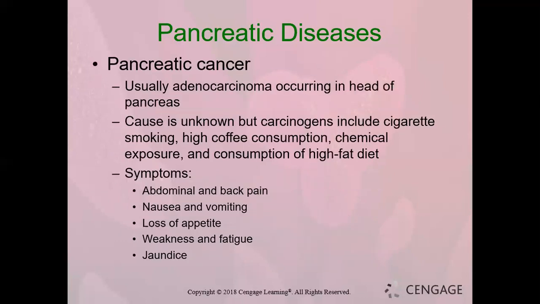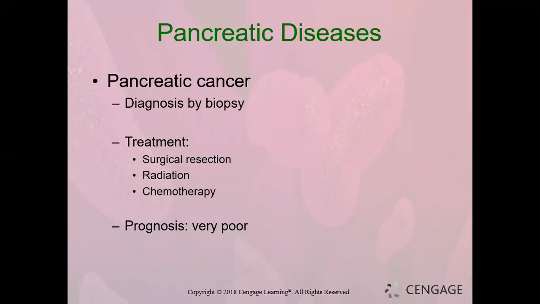Pancreatic cancer, probably one of the most lethal cancers in my opinion. It's usually an adenocarcinoma that occurs in the head of the pancreas. The cause is unknown, but carcinogens include cigarette smoking, high coffee consumption, chemical exposure, and consumption of a high-fat diet. They're going to have loss of appetite, nausea and vomiting, abdominal pain, weakness and fatigue, and jaundice, that yellowing of the eyes and the skin. I actually had a gentleman that I went to high school with that has already passed away from this. It's going to be diagnosed by biopsy. They're going to try to do a surgical resection of the part of the pancreas that they can remove, chemotherapy, radiation, but again, the prognosis is very, very poor.